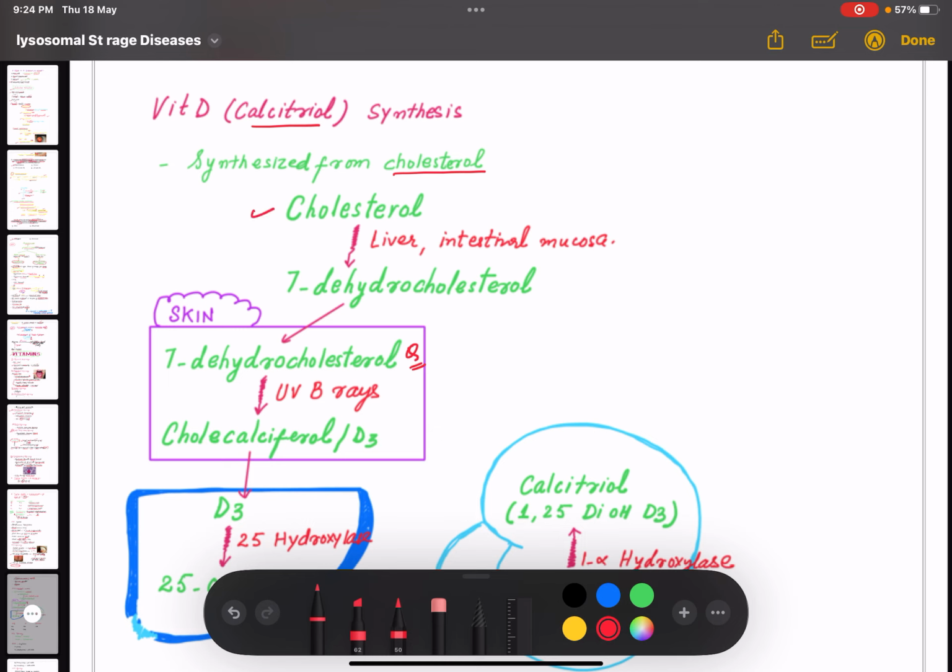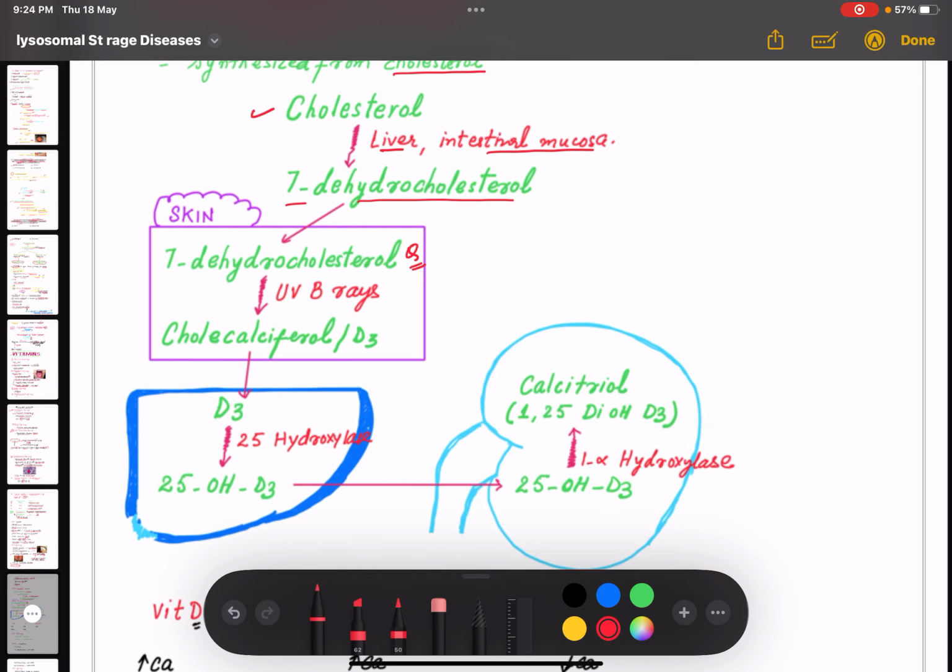Now see how we get vitamin D from cholesterol. This cholesterol in the liver and intestinal mucosa is going to be converted into 7-dehydrocholesterol. This reaction occurs inside the liver and intestinal mucosa. Once we get 7-dehydrocholesterol, it is going to enter the skin. Inside the skin, under the exposure of UVB rays, it is converted into cholecalciferol, which is also known as vitamin D3, or D3 simply.